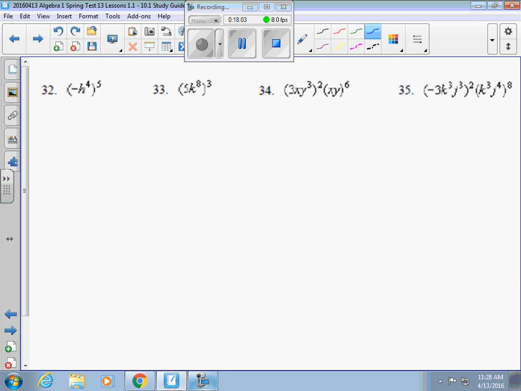Number 32, negative h to the 4th to the 3rd. H to the 4th, that says to the 5th power, not the 3rd. Yep, 4th to the 5th. Again, a power to a power, multiply them. Negative h to the 4 times 5 is negative h to the 20th power.